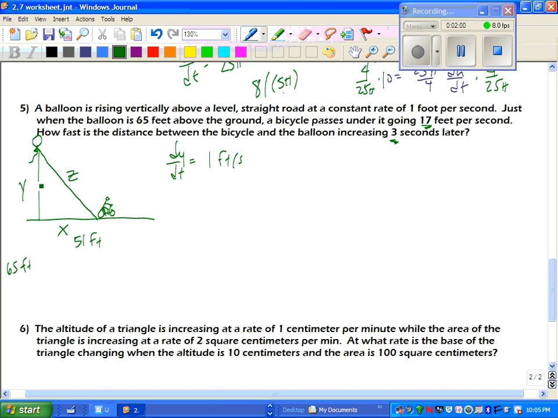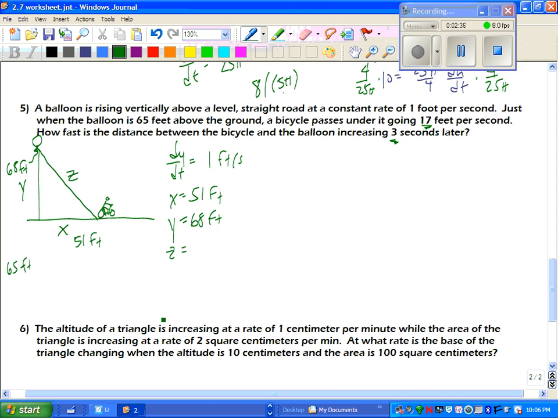Now be careful, this height of the balloon is not just 65. Remember, it started at 65, then 3 seconds later, it's not going to be just standing still there. It's moving at 1 foot per second. So it's moved 3 more feet after 3 seconds. This y value is actually going to be 68 feet. Started at 65, moved 1 foot per second for 3 seconds, so it's going to be at 68 feet. So x is 51 feet, y is 68 feet.